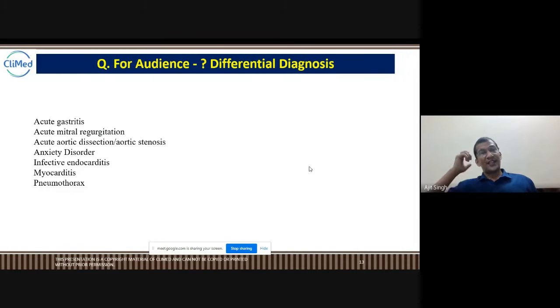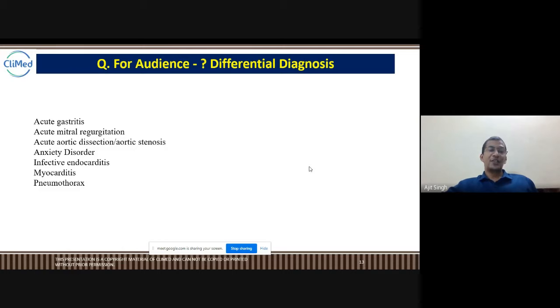No, in that case, definitely we should go for further evaluations. Then we'll go for the evaluation of acute gastritis by ultrasound abdomen, or in case of acute mitral regurgitation, we can go for echocardiogram. Acute aortic dissection also, echocardiogram. If there are signs in echocardiogram, we can go for CT scan.